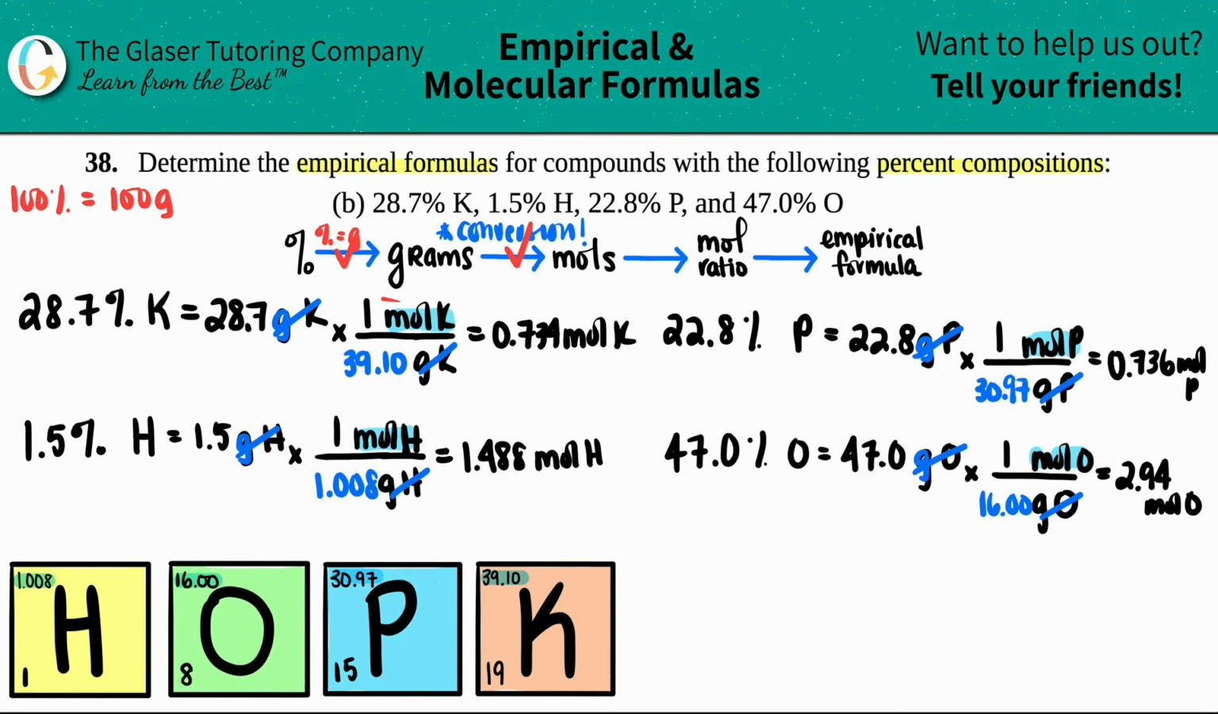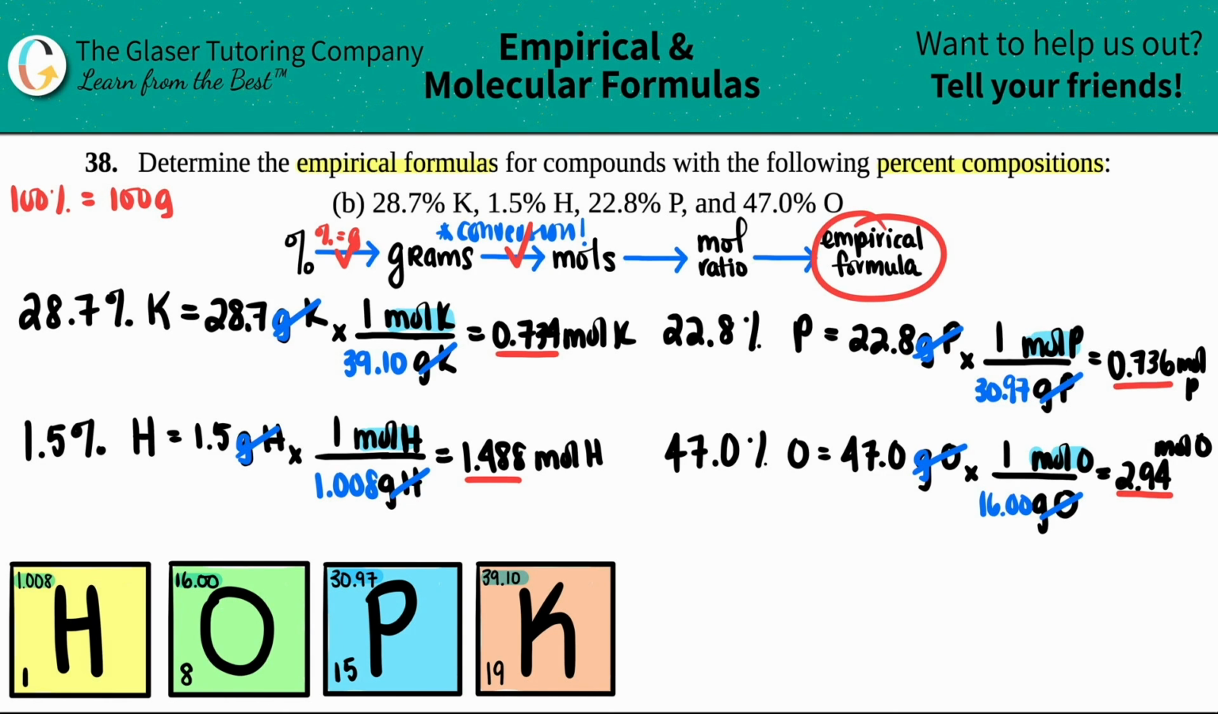Now we got to get that mole ratio. Well, we were kind of talking about ratios over here, right? Conversions are just using ratios. And when we make a ratio, we just have to divide, right? So I'm going to have to take all of these numbers and divide by something. That's how we make a ratio. So 0.734 divided by something, 1.488 divided by, 0.736 divided by something, and then the 2.94 divided by, right? But now, divide by what?